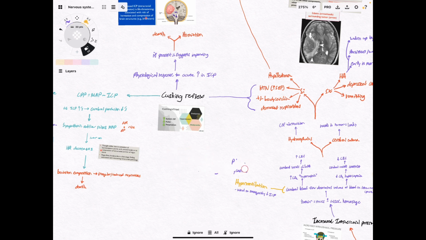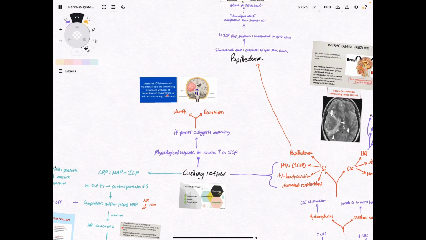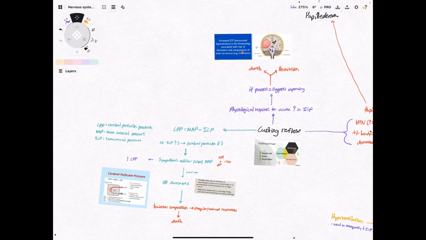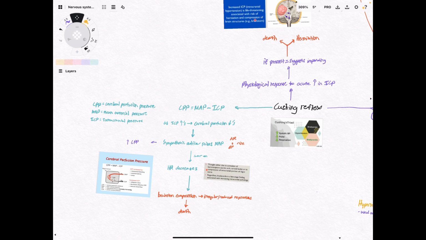So what it is, you have a physiological response to acute increased intracranial pressure. And this is going to signal impending herniation and death. So what happens is you have this formula: cerebral perfusion pressure equals mean arterial pressure minus intracranial pressure. So cerebral perfusion pressure is going to be directly related to mean arterial pressure and intracranial pressure. So you can imagine when you have increased intracranial pressure, because that's being subtracted from mean arterial pressure, that's going to lead to decreased cerebral perfusion pressure, leading to ischemia in the brain.